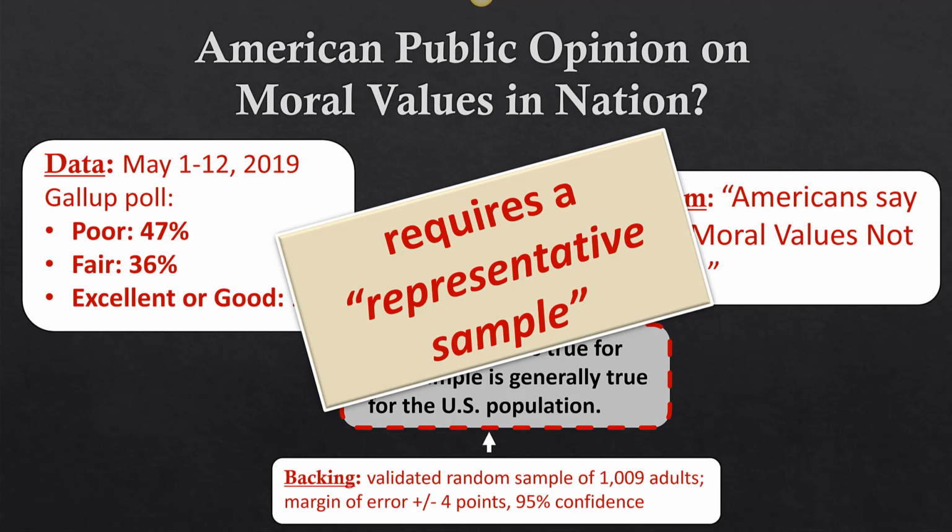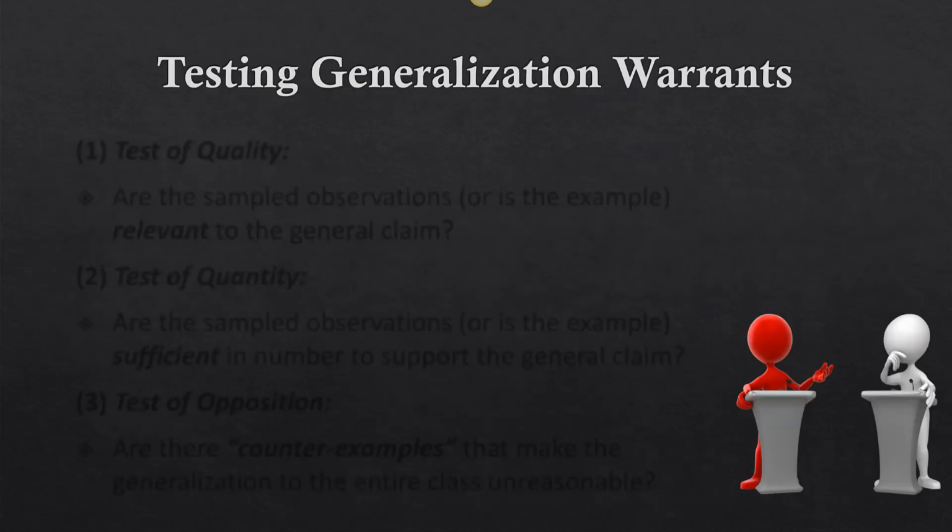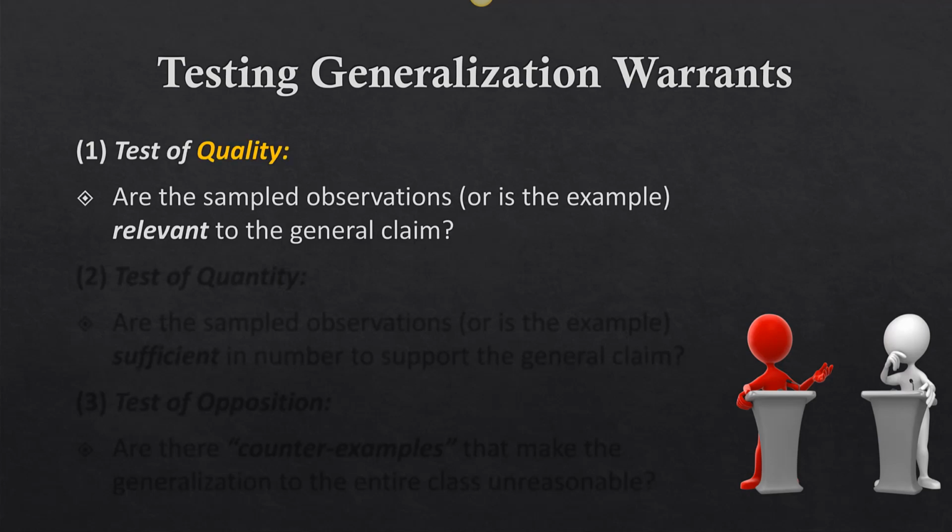So if I'm going to evaluate a generalization argument like this, how do I go about doing it? Well, let's go to the 3 types of tests that we've been talking about in this series to see how they would apply in a generalization argument. The test of quality, or whether or not there's a relevant relationship between data and claim. Are the sampled observations, or is the example being provided, relevant to the general claim? Is there a connection between them that makes sense?